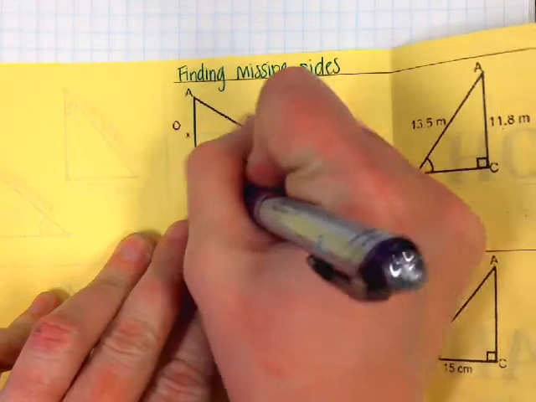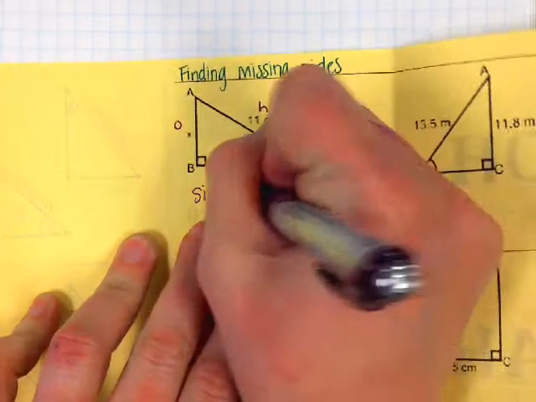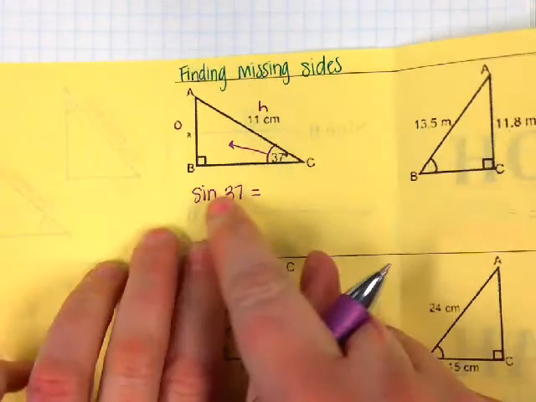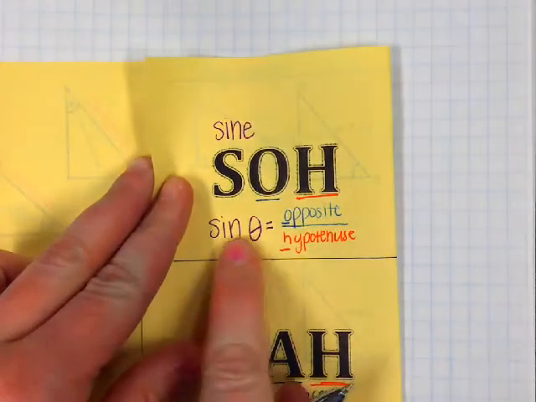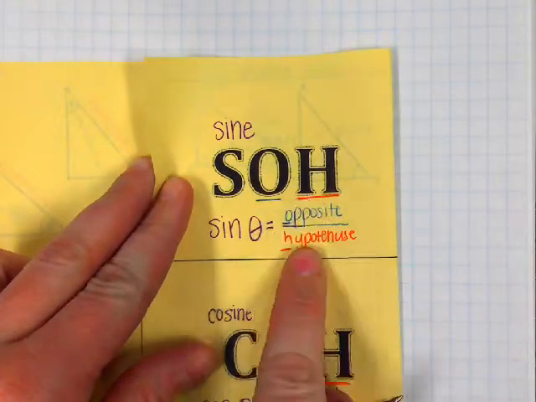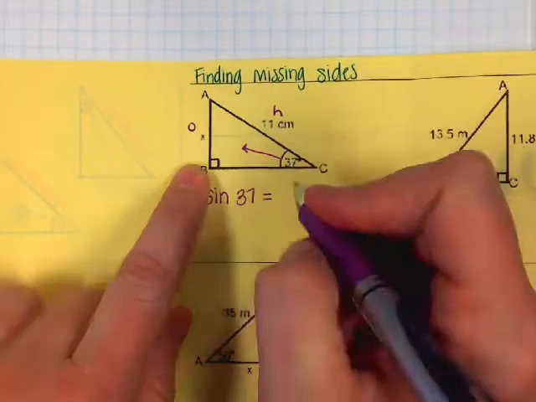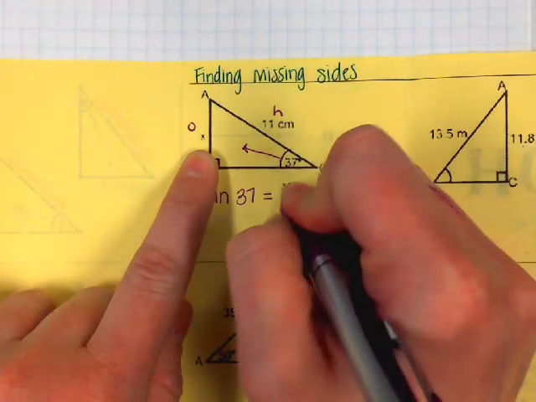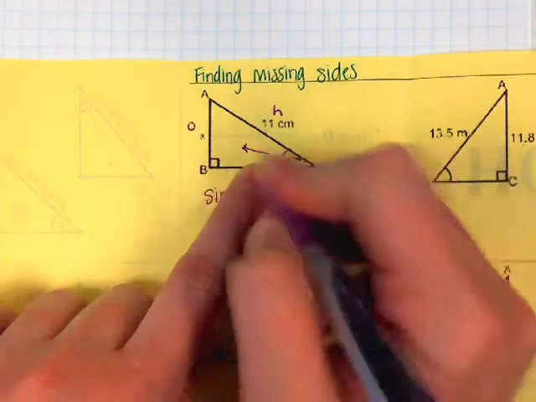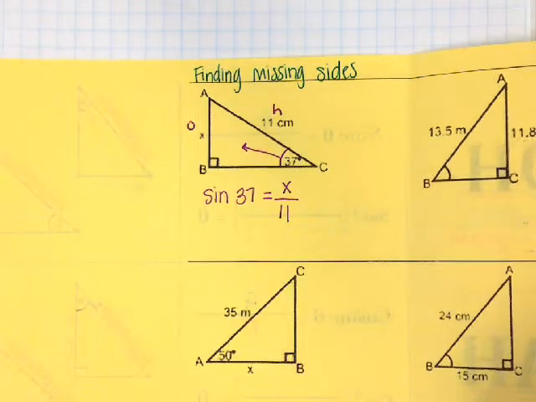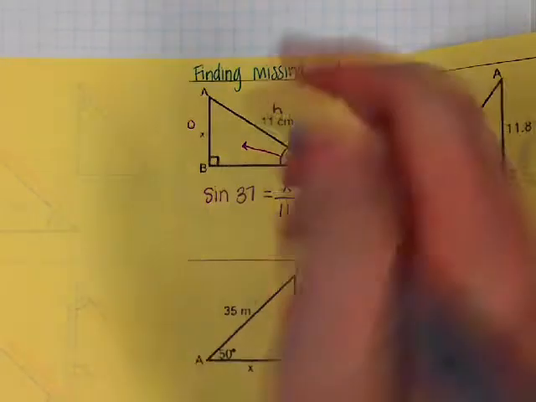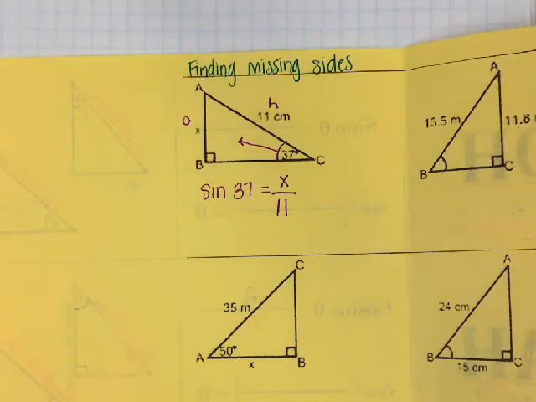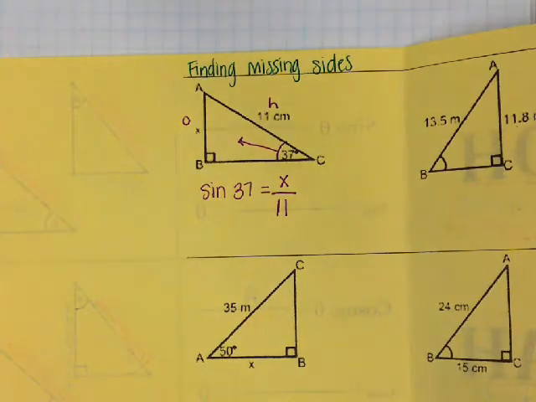So we're going to say sine of 37 is equal to, just like we did here, sine of the angle is equal to opposite over hypotenuse. So opposite, we don't know, that's X, over the hypotenuse is 11. So sine of 37 is equal to X over 11, or X divided by 11.